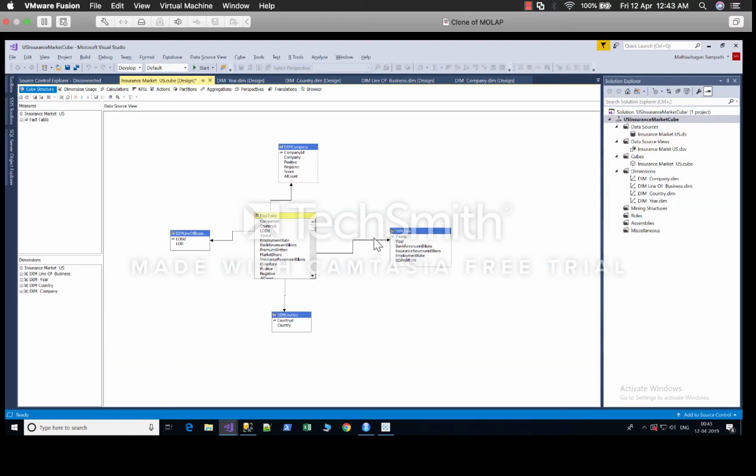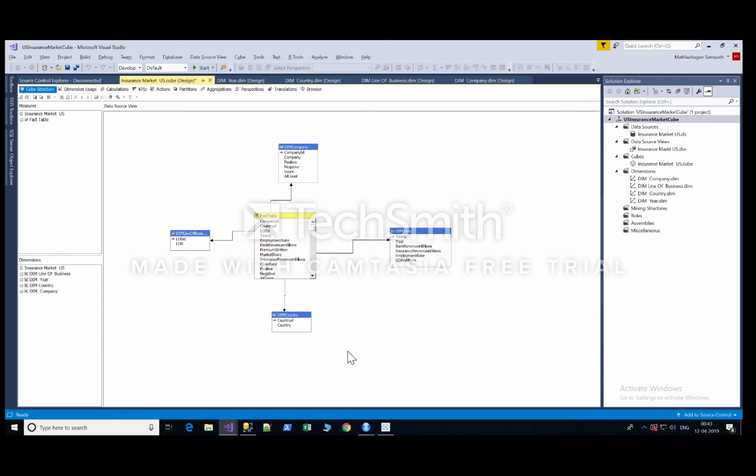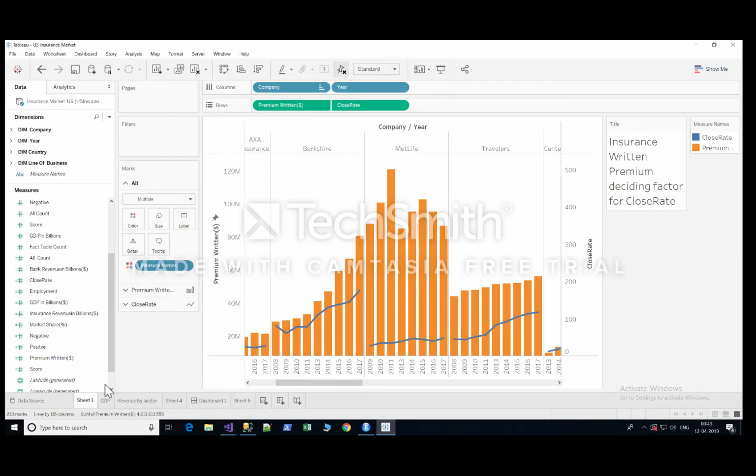Now let's go to SSAS, where the star schema can be viewed. We have used Kimball's bottom-up approach. Now let's go to Tableau, where the connection between the cube and Tableau has been established and dimensions and facts have been populated. My first BI query is to determine whether the premium return of a company is also a factor to determine the close rate.